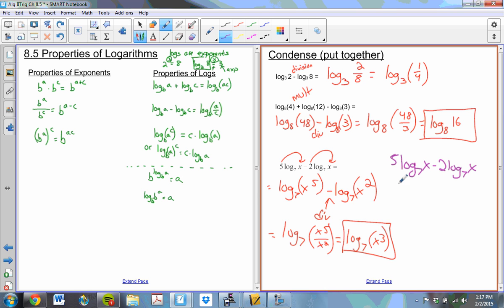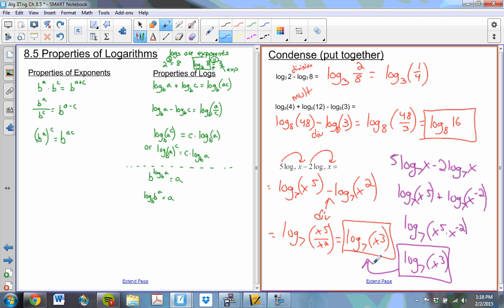Well, when I pull the powers up, so I have log base 7 of x to the 5th, I can take the negative with the 2 and make this plus log base 7 of x to the negative 2. Take the negative with the power. Well, this becomes multiplication. Addition is multiplication. Log base 7 of x to the 5th times x to the negative 2, which is really log base 7 of x to the 3rd, which is the exact same thing we got here. So it doesn't really matter what order you do that in, you can just go for it.